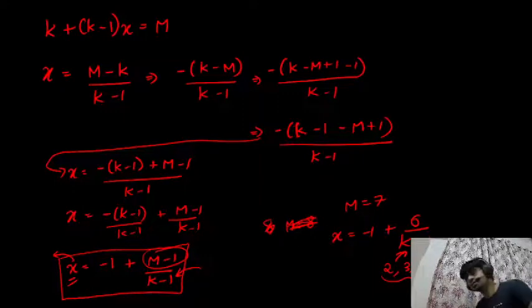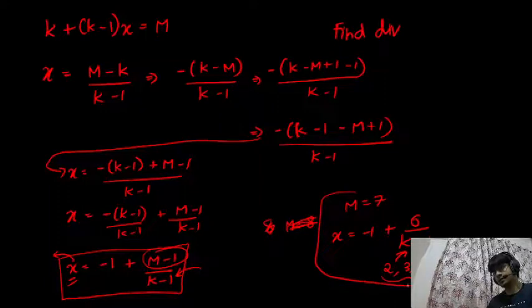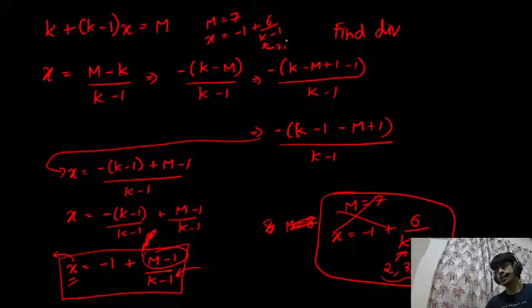So the complete question boils down to finding the divisors of M minus 1. I think this part would have been cut, so I'll write this again. For example, M is equal to 7, right? If I rewrite this equation, it becomes X is equal to minus 1 plus 6 by K minus 1. So what values of K can we add over here? We can add 2, 3, 4, and 7.